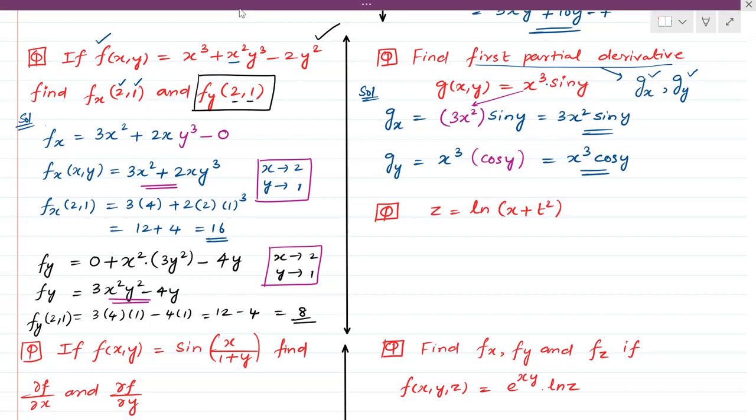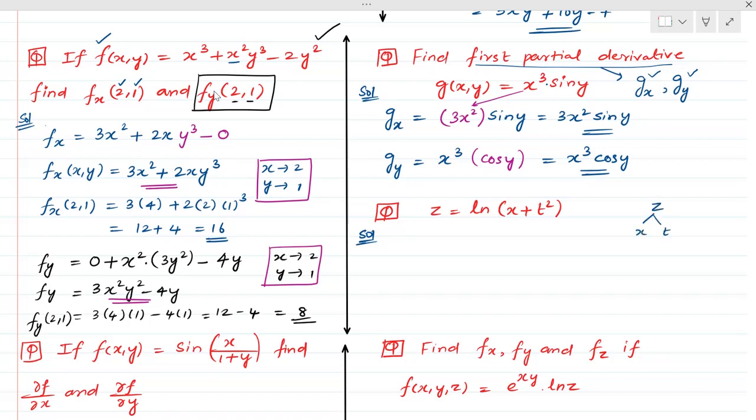Here also the same thing. What is this here? Z. Z is a function of what? x and t. You have to calculate zt and zx. This is the partial derivative. Whenever you have two variables, you have to use the partial derivative.